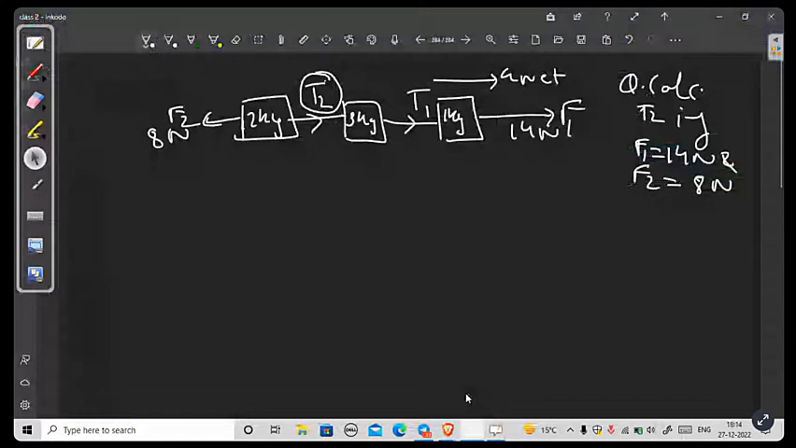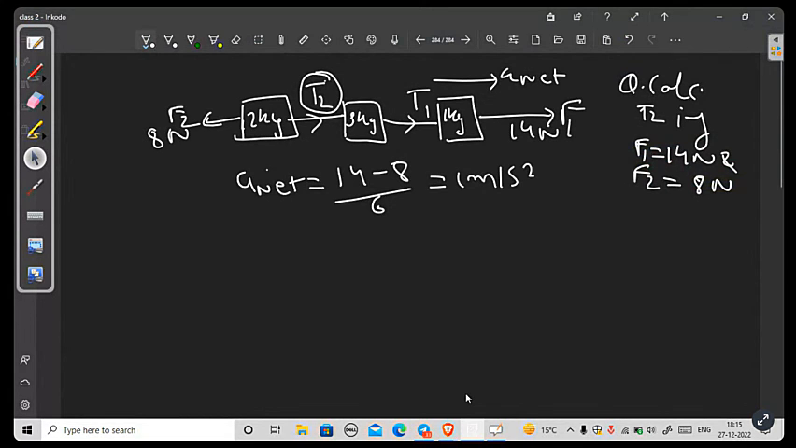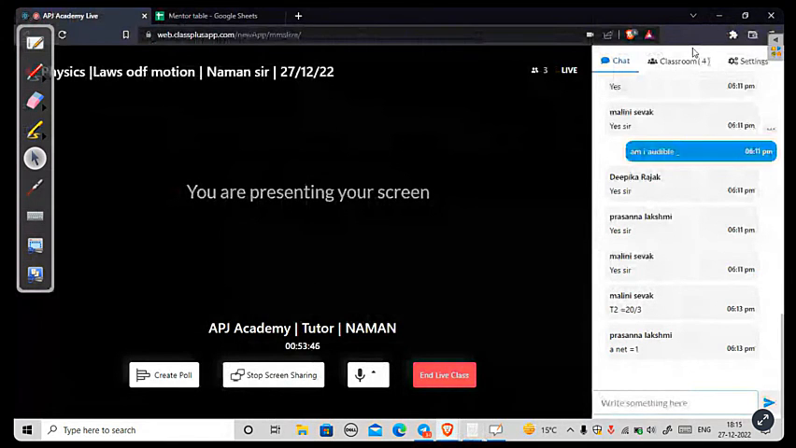Finding A net is simple. A net is your net force upon the total mass. Net force will be 14 minus 8, upon the total mass, which is 3 plus 2 plus 1, 6. So the net acceleration will be 6 upon 6, that is 1 meter per second square. A net is 1. Answer was correct. Prasanna, A net will be 1.